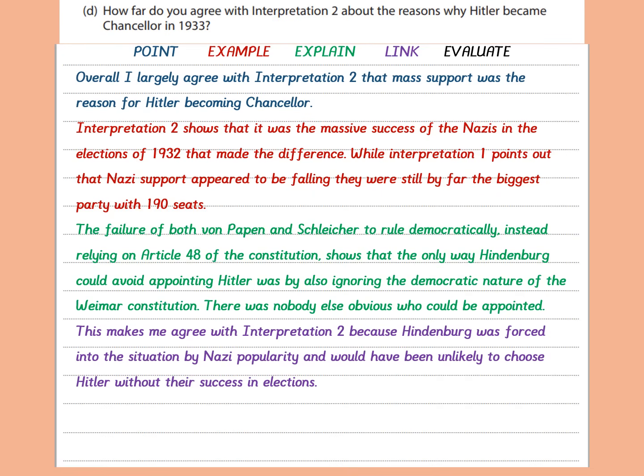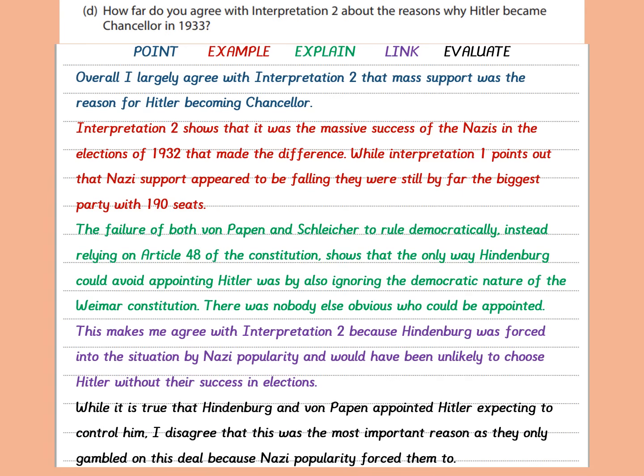This makes me agree with interpretation 2 because Hindenburg was forced into this situation by Nazi popularity and would have been unlikely to choose Hitler without their success in elections. While it is true that Hindenburg and von Papen appointed Hitler expecting to control him, I disagree that this was the most important reason, as they only gambled on this deal because Nazi popularity forced them to.